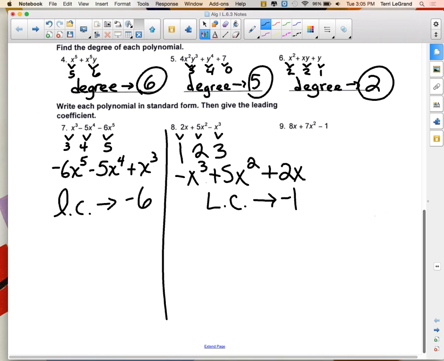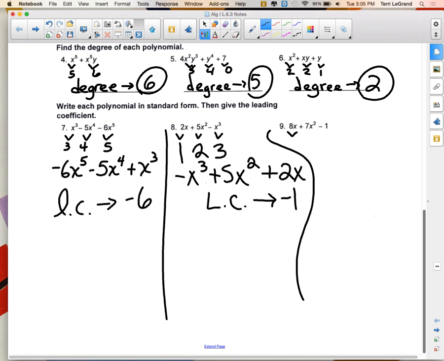Thanks, Josh. Do you guys agree with it? Okay, you agree with the degrees of the monomial terms, or rearrangement of them, and the leading coefficient? Okay, she's right. Good job. Okay, and our last one.